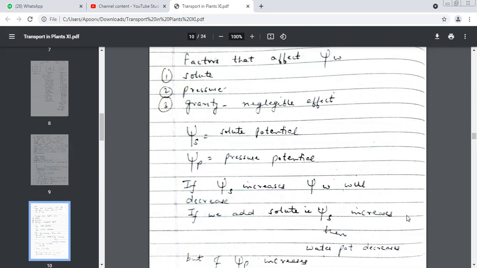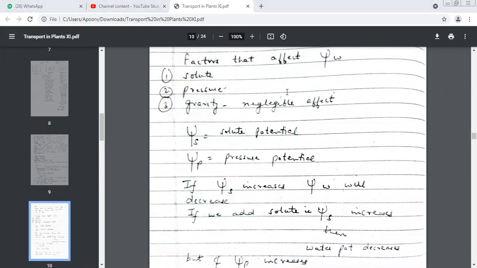Good. And if I add some solute to pure water and make it a solution, then will the value of water potential increase or decrease? It will decrease. So from zero, it will go to a negative value. Good.